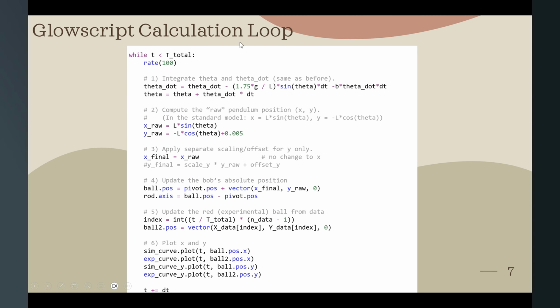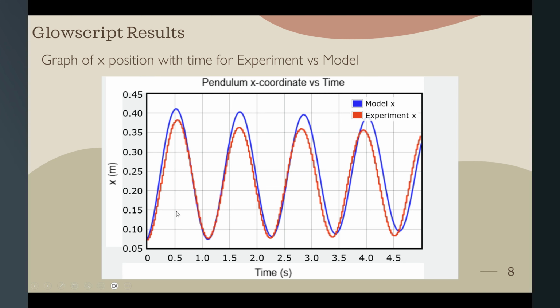And this is the calculation loop. We loop over and we get x and y as L sine theta and L cos theta, and then we graph it and we update the position based on the position update formula and the velocities per the velocity update formula.